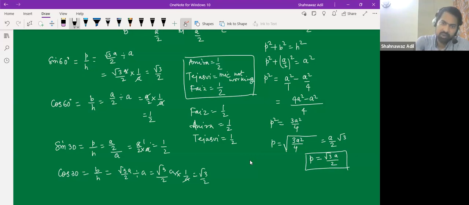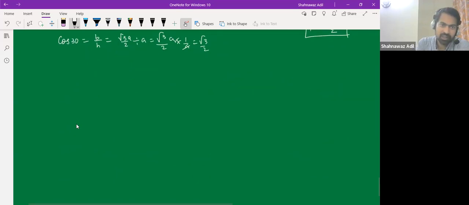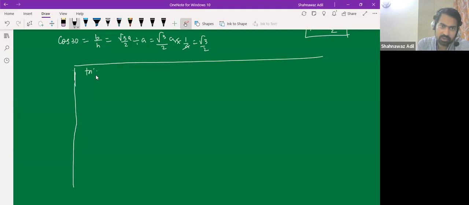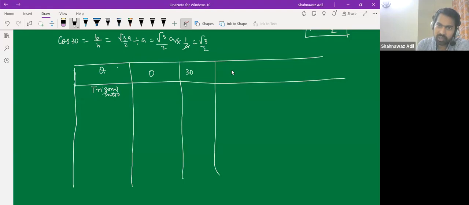Yes, sir. Okay. So now this is how we get our table. So these are the trigonometric ratios. This is theta, and then this is trigonometric ratio. This is 0 degree, then this is 30, then 45, then 60, and then 90.